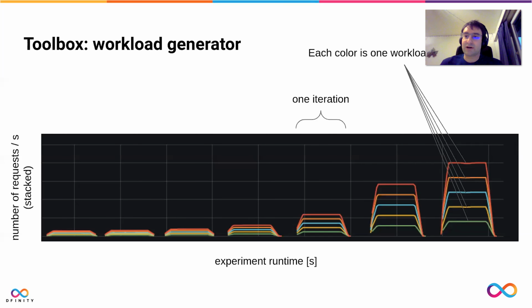Another way of understanding what the workload generator does is to look at another experiment run, just as an example, where we again have the experiment time on the x-axis, and the request rate that a set of 5 workload generators generate on the y-axis, and these are stacked plots. Each of these boxes is one iteration of the benchmark, and each color is a workload generator, and those are all running concurrently.